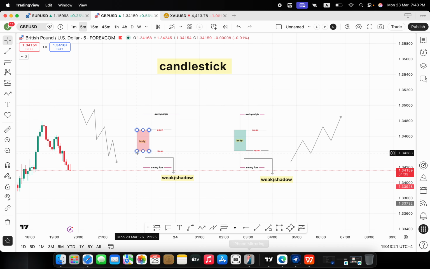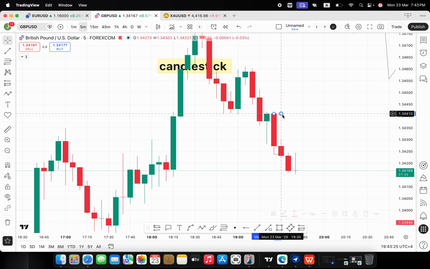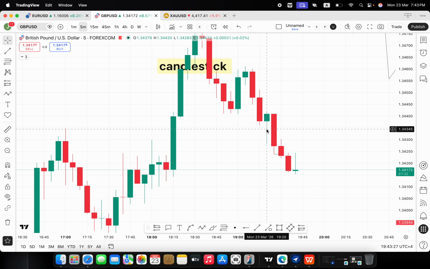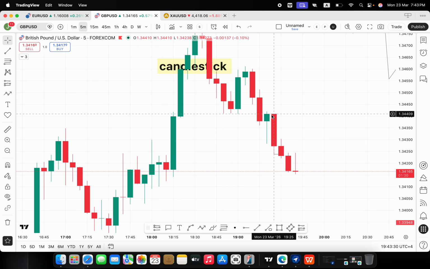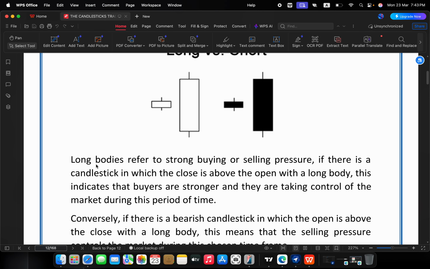Just like I was showing you guys this candlestick. Okay, so if I was on a trade, just like I was telling you guys, with this candlestick that just closed here, and I was on a trade like this, I would have made money from this little candlestick that dropped. Okay, so what is that trying to tell you? It's literally trying to tell you that long bodies refer to what? A strong buying or selling pressure.